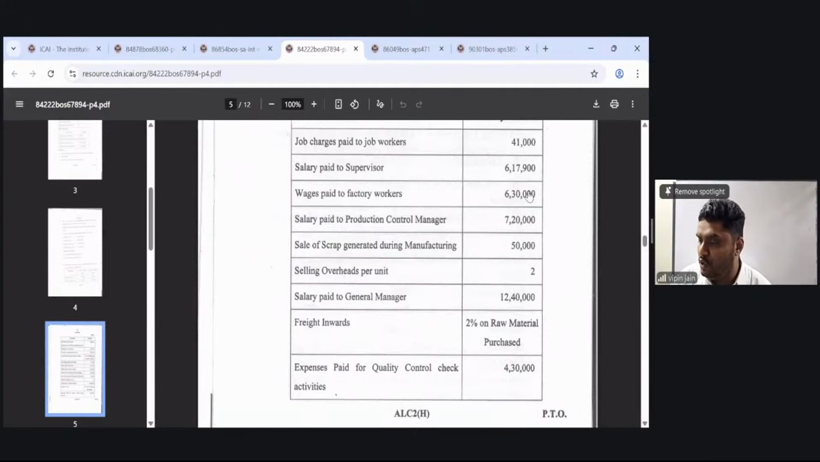Can anyone tell me what to do with it? From where, Gayatri? We have to deduct it while calculating what? Cost of production, right? Deduct from cost of production. Yes, we can say somehow, somewhere. Very good, guys. Next, selling overheads per unit. Salary paid to general manager will go under general administration overhead. Freight inward, what do we have to do, guys? Very good, everyone.